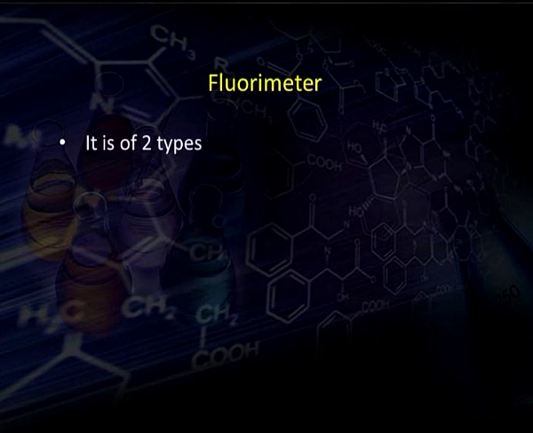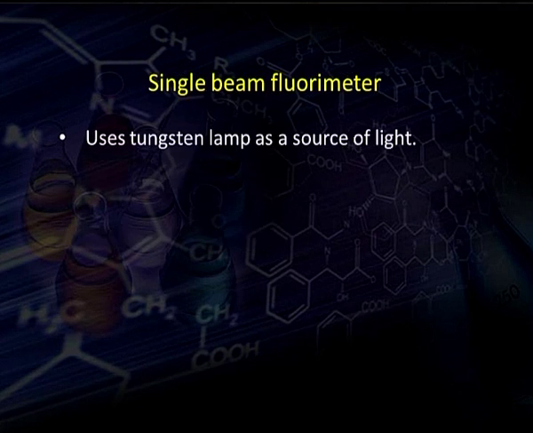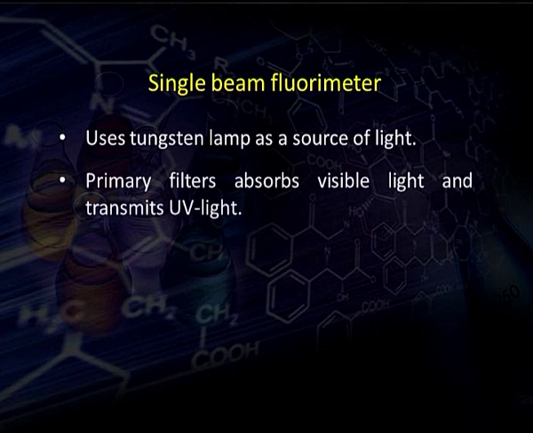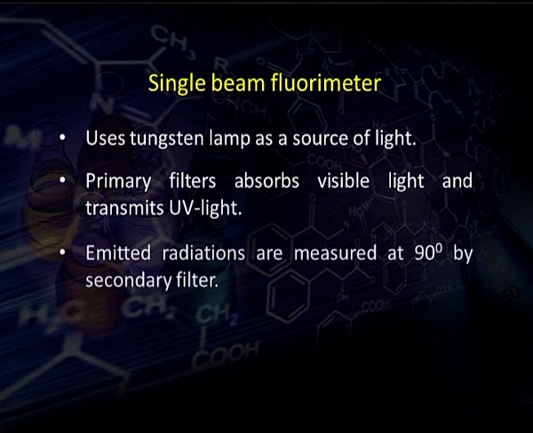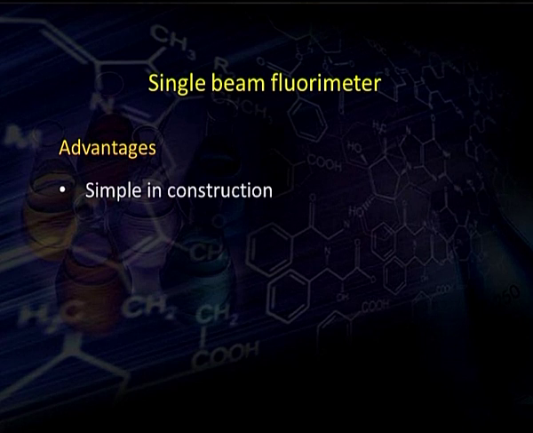Next is the fluorimeter. It is of two types, single beam fluorimeter and double beam fluorimeter. Single beam fluorimeter uses a tungsten lamp as a source of light. Here primary filters absorb visible light and transmit UV light. The emitted radiation is measured at 90 degrees by secondary filters, and secondary filters absorb UV radiation and transmit the visible radiation.